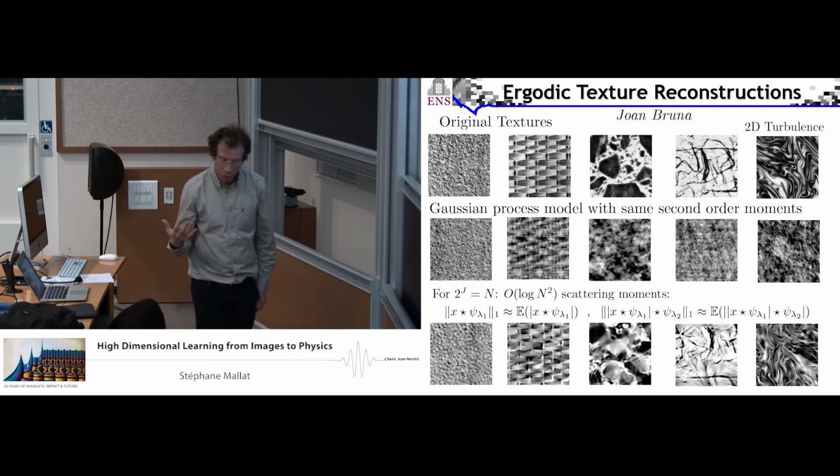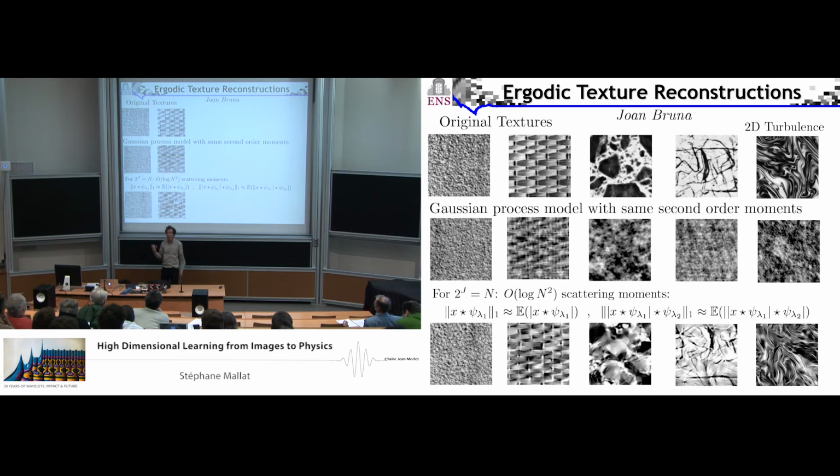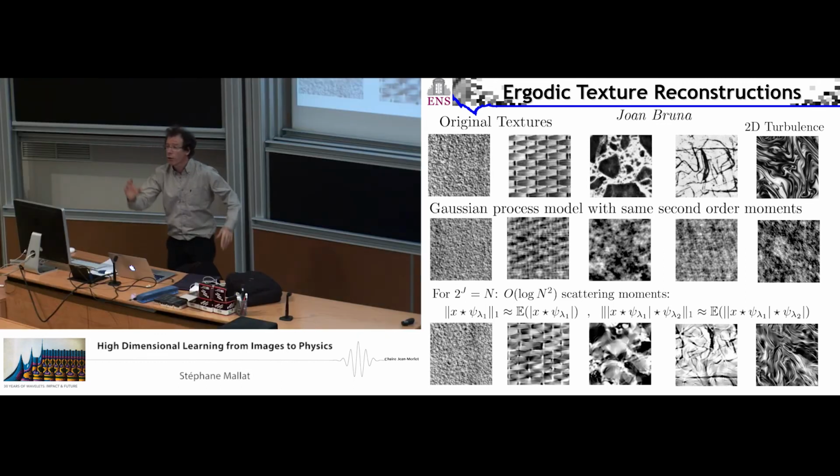If you work with something which has geometry, that's what you have at the top. This is a realization of your random process. This is what you get with a Gaussian having exactly the same second-order moment as that. This is what you get from your scattering coefficient. You can see that because of the interaction of scale and orientation, you capture the geometry, even very long-range geometrical properties. This is yet a different example.